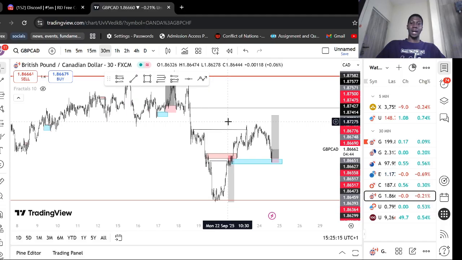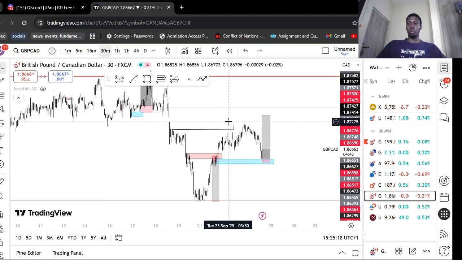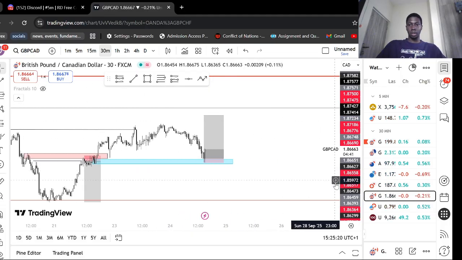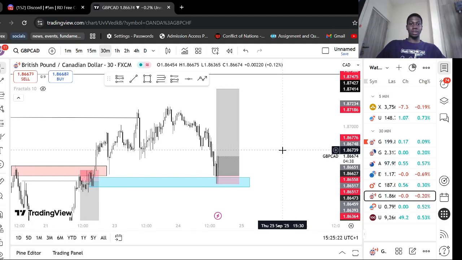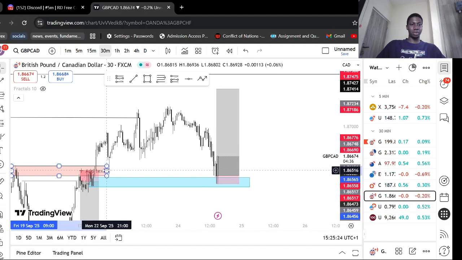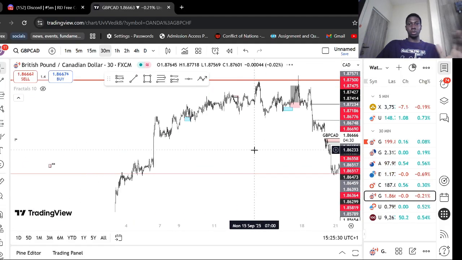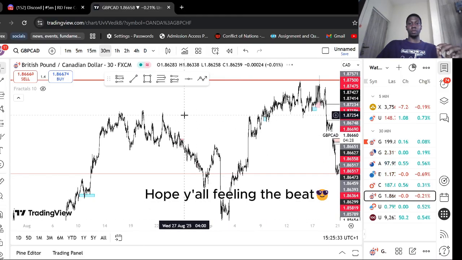I caught a buy on GBP CAD, so I just want to walk you through the setup right here. So this is GBP CAD, a clean setup. I'm so happy I caught this move, man. Let's talk about the overall trend. The overall trend was bullish for a sec.